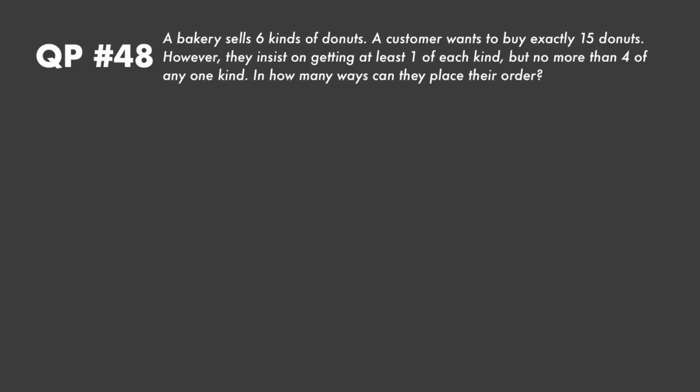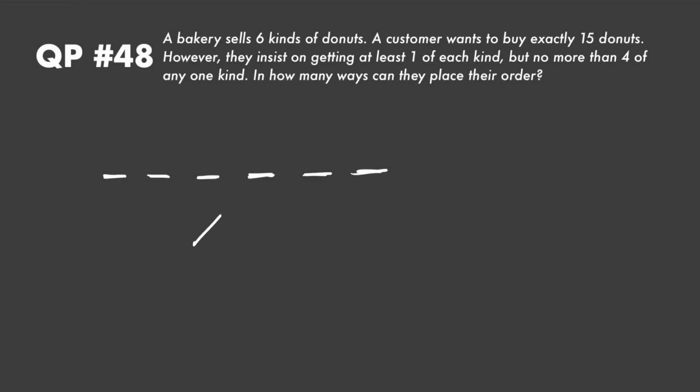Hello everyone, today let's take a look at Quantipus number 48, another combinatorics question where we're going to use stars and bars. In this question we have a bakery selling 6 kinds of donuts and a customer wants to buy exactly 15 donuts, but they insist on getting at least one of each kind but no more than 4 of any one kind. So in how many ways can they place their order?